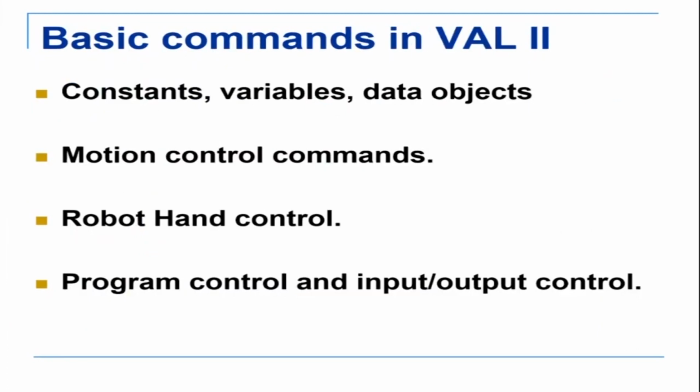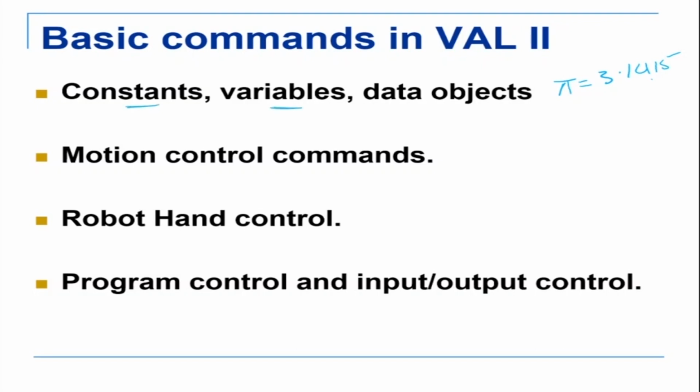Now the basic program in VAL 2 is made up of four subsections. The program starts by definition of constants, variables, and data objects. Constants, you understand what constants are. For example, pi is 22 by 7, or 3.1415. This is a constant. So constants have to be defined first.